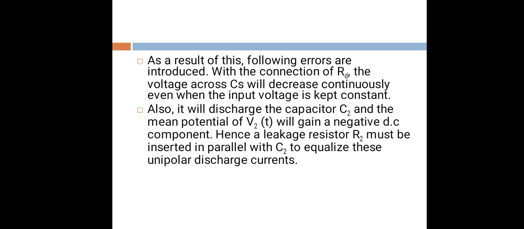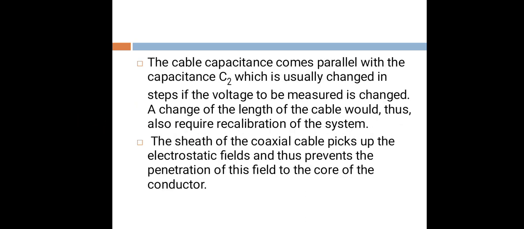With the connection of RD, the voltage across Cs will decrease continuously even when the input voltage is kept constant. Also, it will discharge the capacitor C2 and the mean potential of V2 will gain a negative DC component. Hence, a leakage resistor R2 must be inserted in parallel with C2 to equalize these unipolar discharge currents. The cable capacitance comes in parallel with the capacitance C2, which is usually changed in steps if the voltage to be measured is changed.